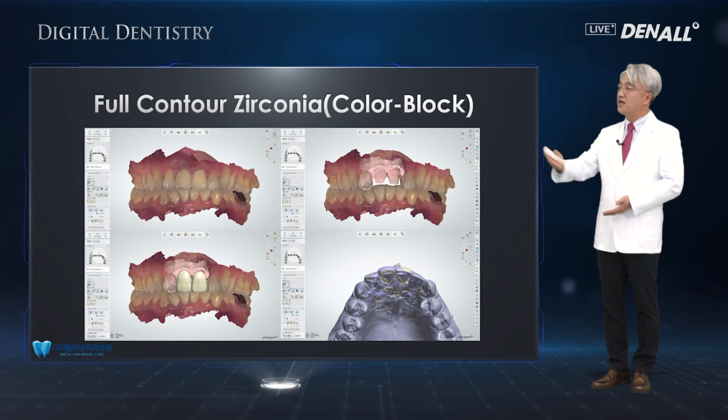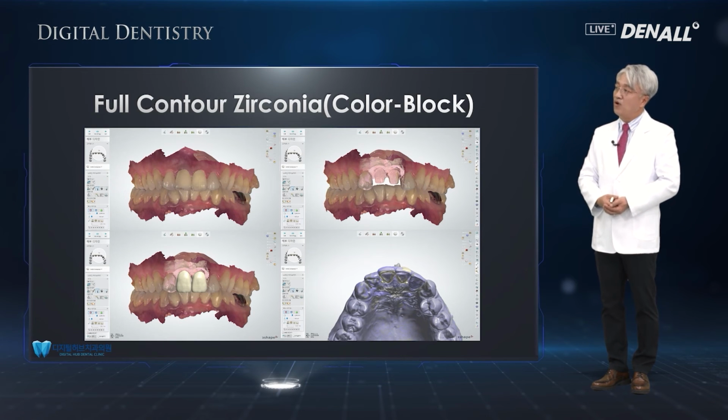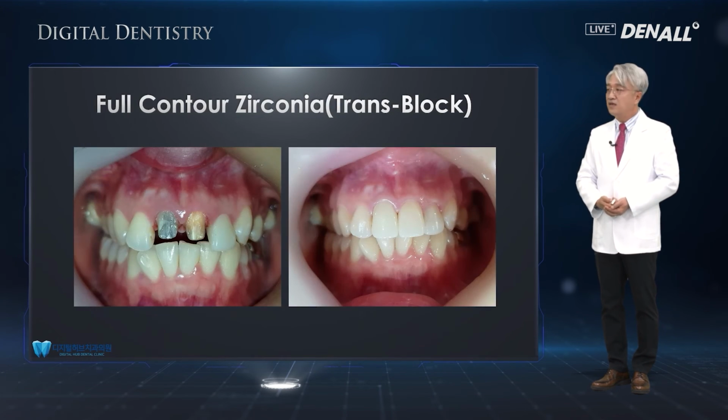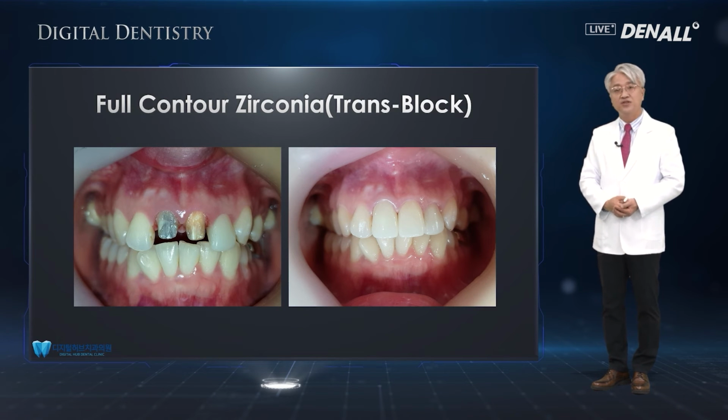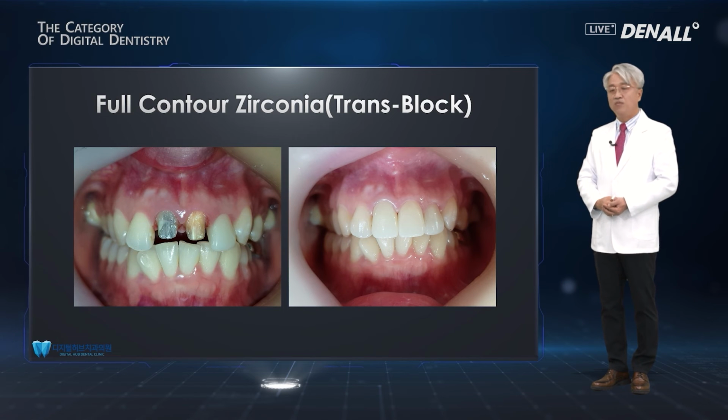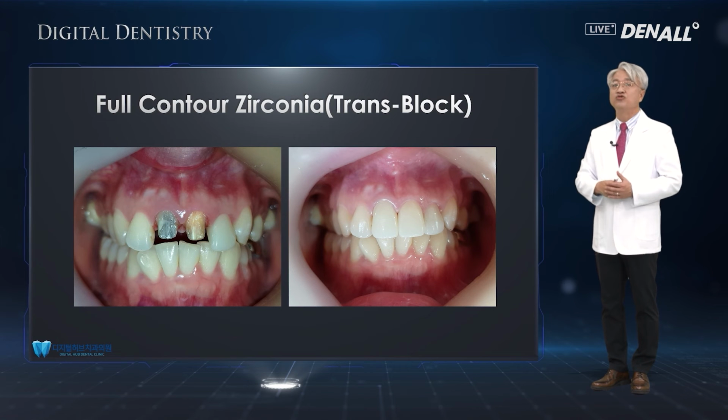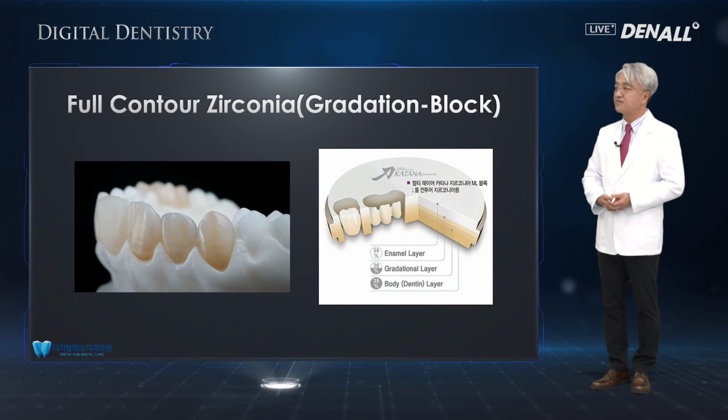So this is a color block case. First, using CAD, numbers 11 and 21 were designed on the upper side. This is the preparation and setting. Using the trans block on the anterior side, there was not much of a problem for me or the patient, and it even had good, aesthetically pleasing results. So first-generation and second-generation all-ceramic is now not used as frequently as before.